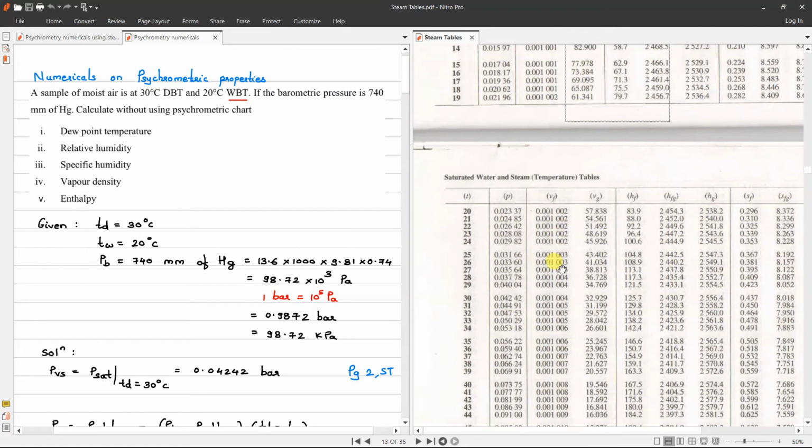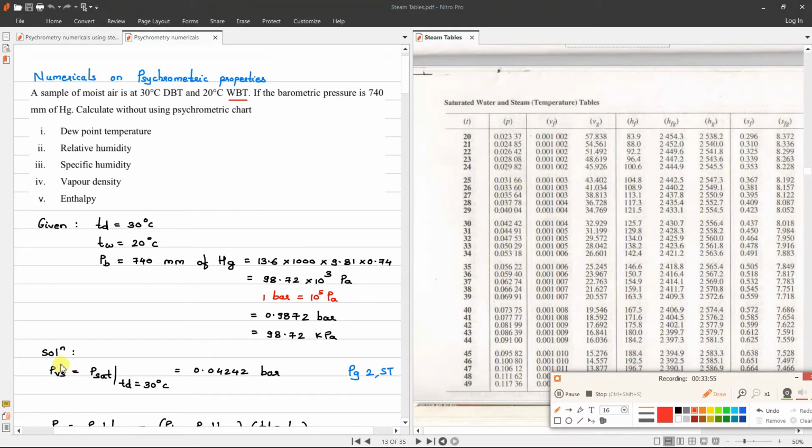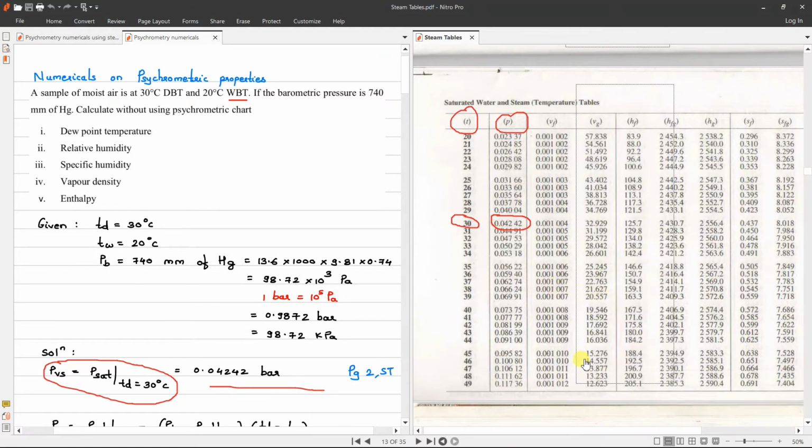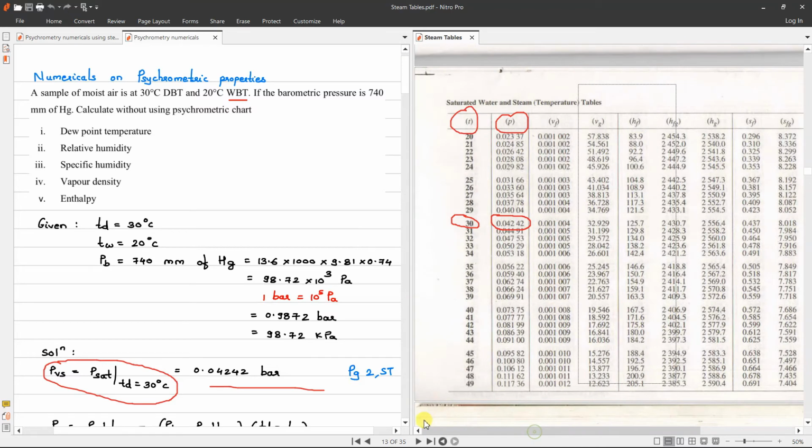Okay, so we will locate 30 degrees Celsius. Now it is given that PVS is PSAT at 30 degrees Celsius. So this is 30 degrees Celsius temperature. What is the PSAT value here? 0.04242 bar. Now here I have written that it is from page 2 of the steam table. So this is about the first step.